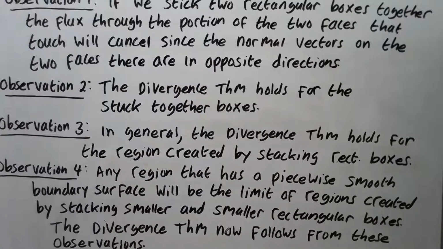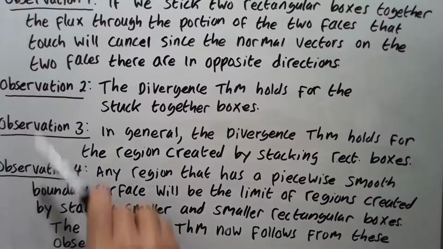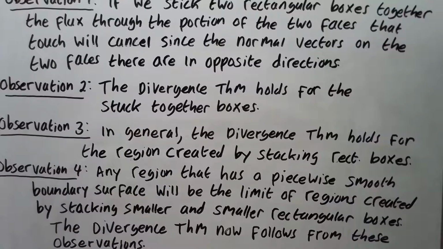The fourth observation: any region that has a piecewise smooth boundary surface will be the limit of regions created by stacking smaller and smaller rectangular boxes. From these 4 observations, we can conclude that the divergence theorem now follows. So we've proven the divergence theorem. Let me demonstrate this a bit more with an example.